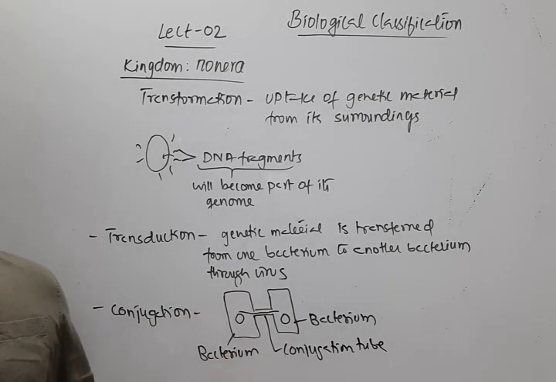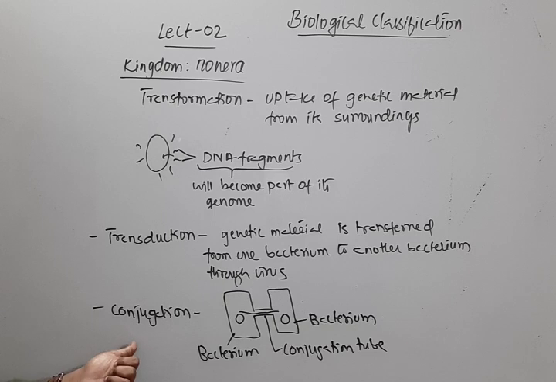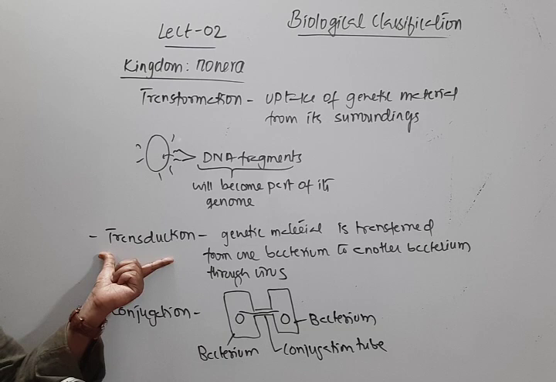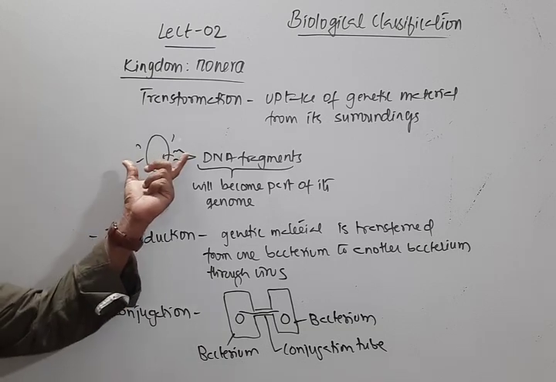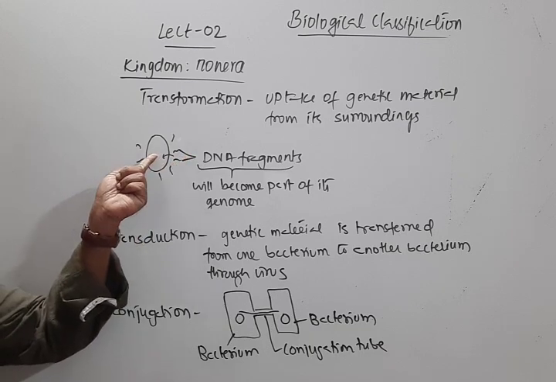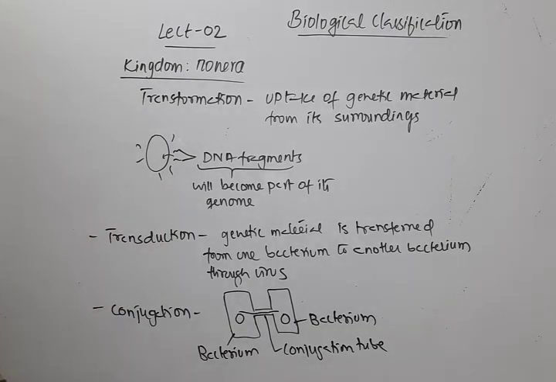So if the two bacteria come together directly and exchange the genetic material, we call it conjugation. If it is through viruses, then it is called transduction. And if the bacterium is able to take DNA fragments from its surroundings and make them part of its genome, then it's called transformation. So these are the three modes of sexual reproduction that take place in bacteria.